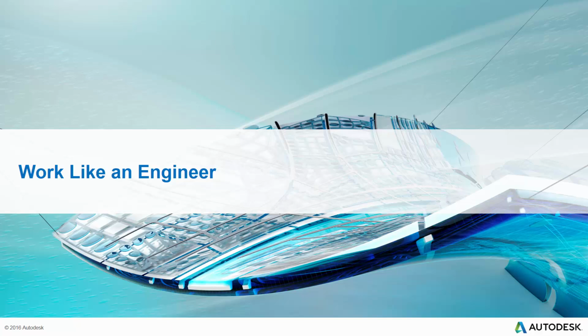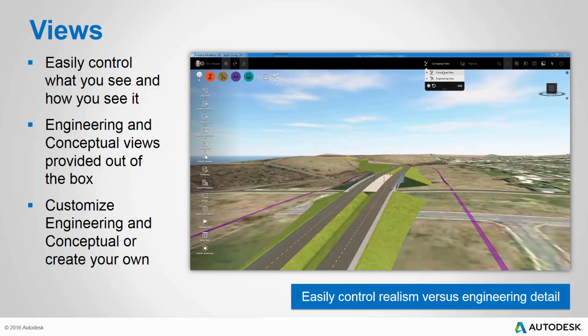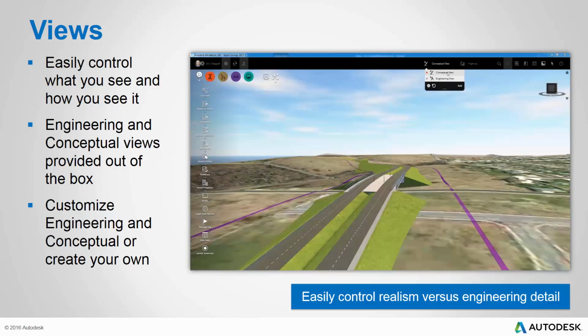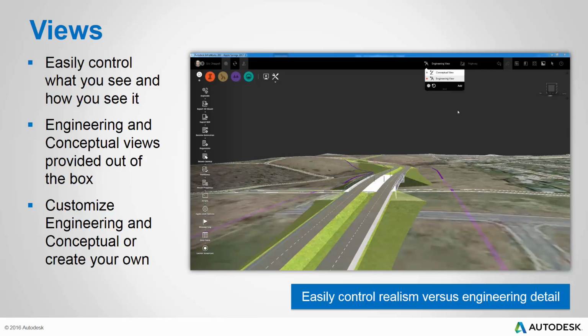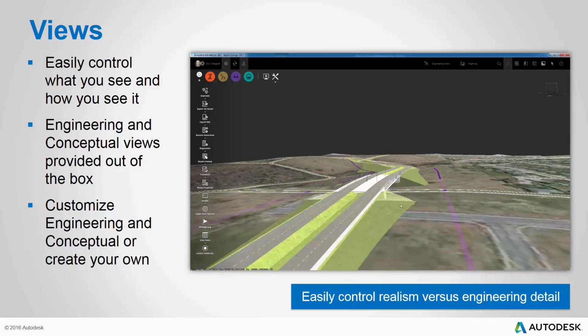Let's jump into how this new release of InfraWorks 360 lets you work like an engineer more than ever before. The newly released InfraWorks 360 views allow you to easily control what you see and how you see it. Out of the box, the software comes with two built-in views, conceptual and engineering. And you can see how these samples are built so that conceptual view is much more visually stunning with real materials and animated clouds, whereas the engineering view is more simplistic and turns on features like surface opacity so that I can see beneath the ground to the bridge substructure.